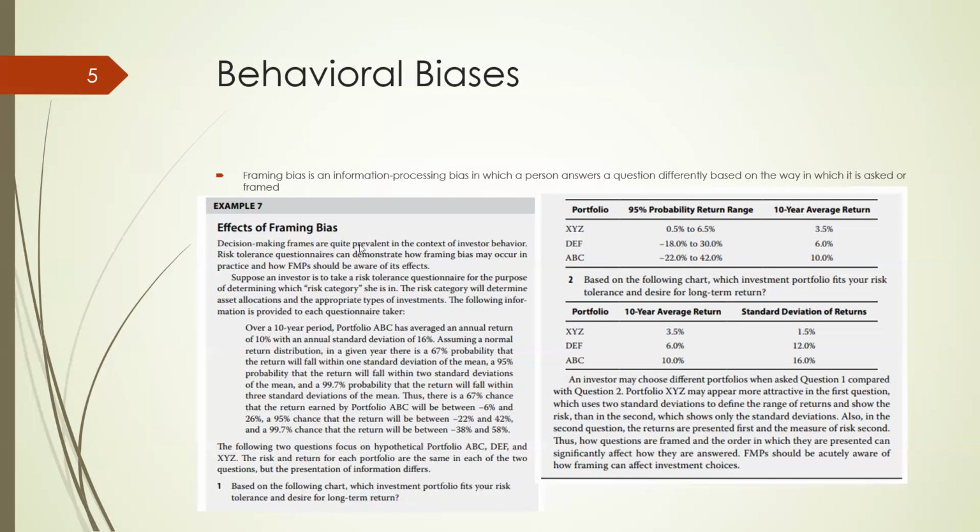Decision-making frames are quite prevalent in the context of investor behavior. So this is a very important thing. Risk tolerance questionnaires can demonstrate how framing bias may occur in practice and how FMPs, financial market participants, should be aware of its effects. Suppose an investor is to take a risk tolerance questionnaire for the purpose of determining which risk category she is in. The risk category will determine asset allocations and appropriate types of investments. The following information is provided to each questionnaire taker. This is an example. Over a 10-year period, portfolio ABC has averaged an annual return of 10% and an annual standard deviation of 16%.